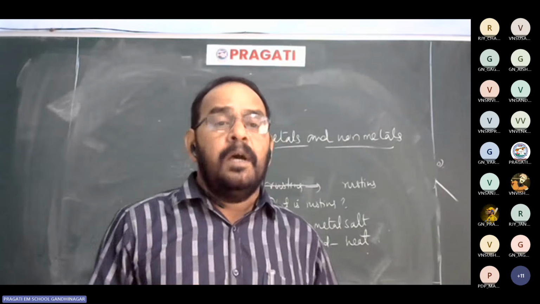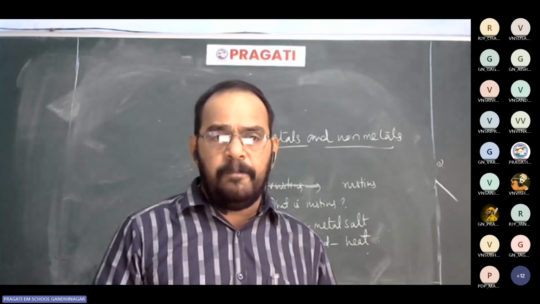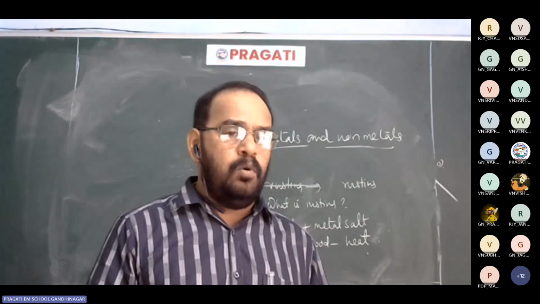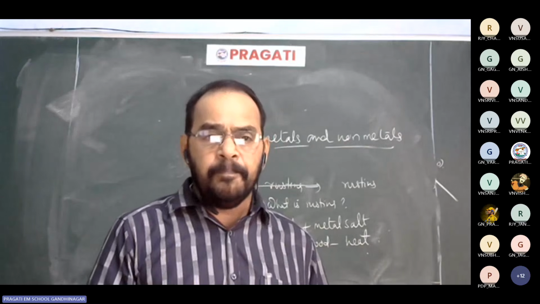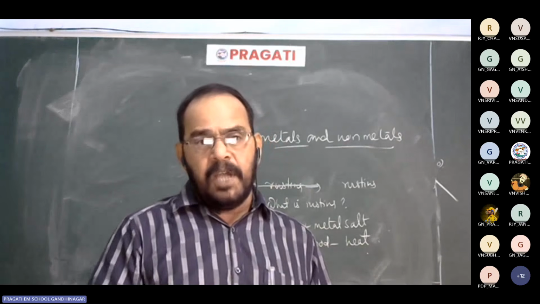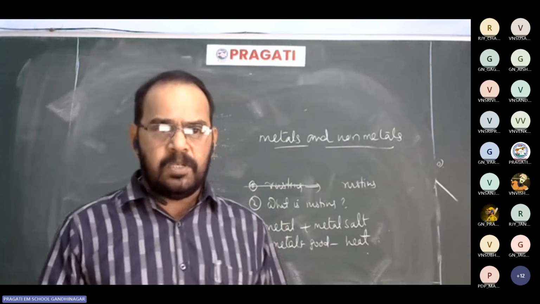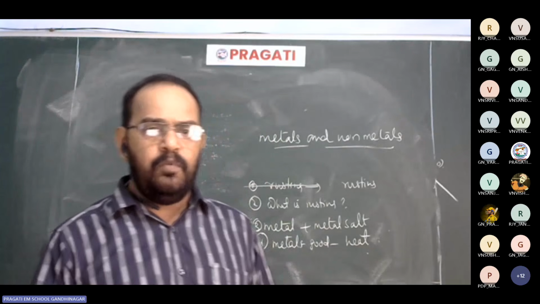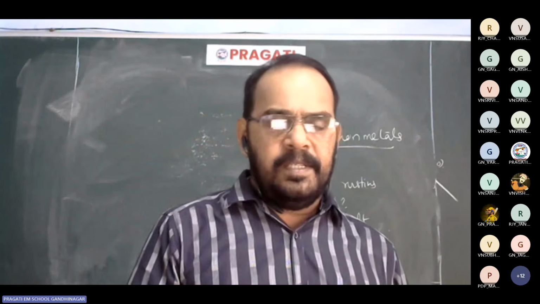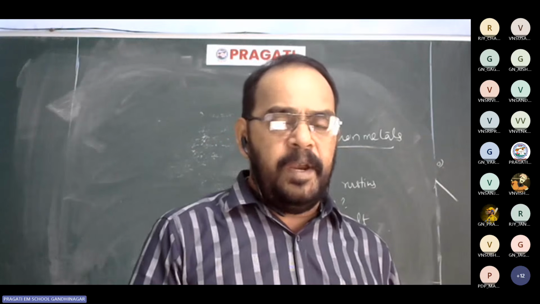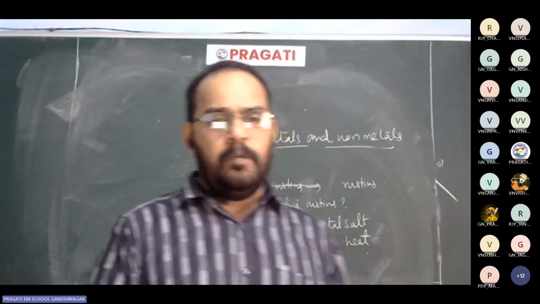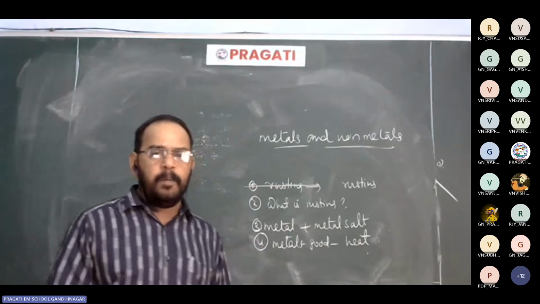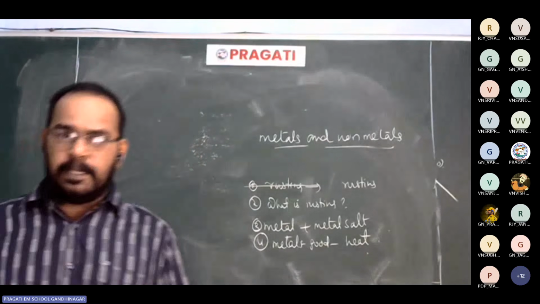If they ask you to write any two physical properties of metals, you can write: metals are good conductors of heat, metals are good conductors of electricity, and metals have a shining surface called lustrous. Metals can be drawn into very thin wires, called ductility. Metals can be made into fine, thin sheets, that is called malleability. Okay, these are the physical properties of metals.